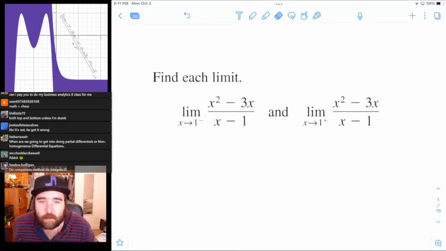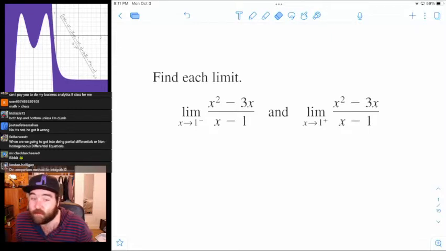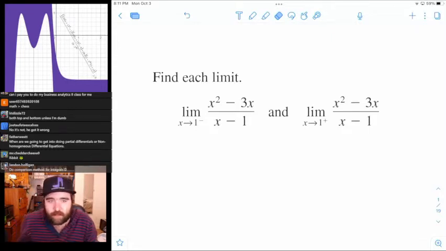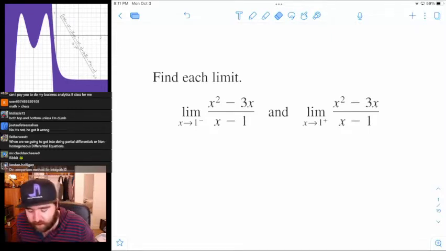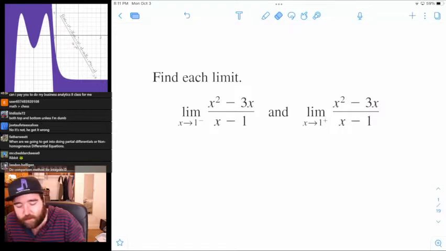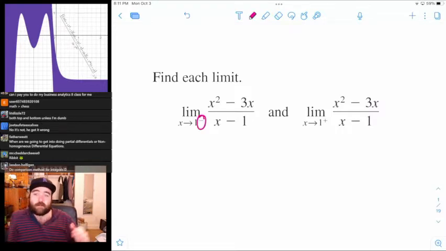So how do we solve these limits? Well, see, it's the same function. We just got the one on the left side and the one from the right side. So let's start with the one on the left side. So what do they even mean by the left side? They mean plug in a number just smaller than 1, just less than 1.